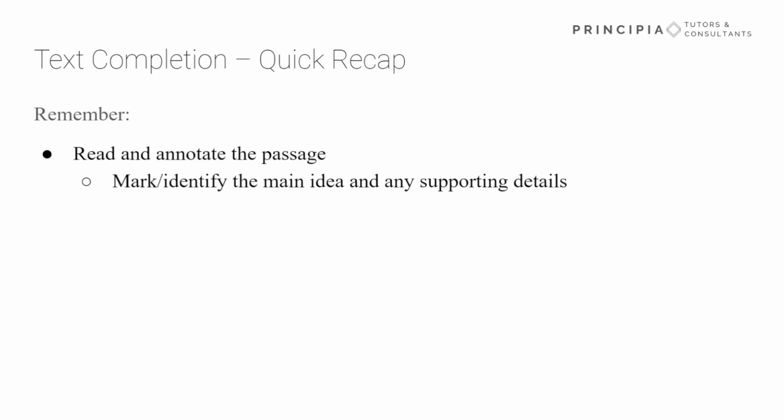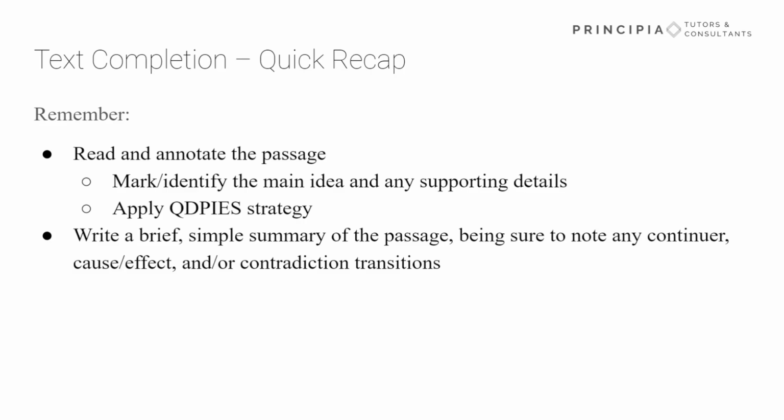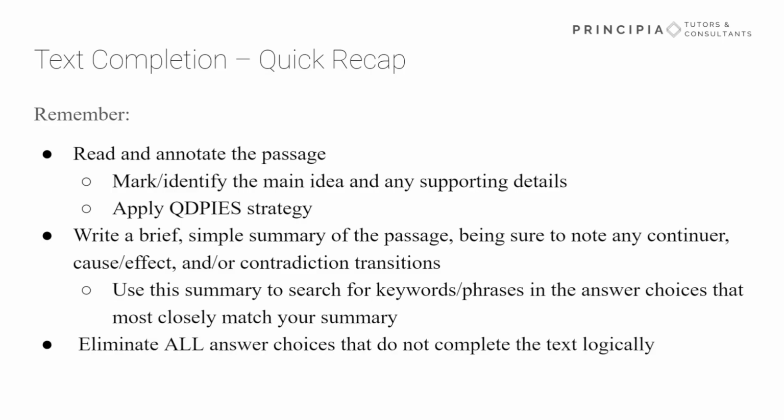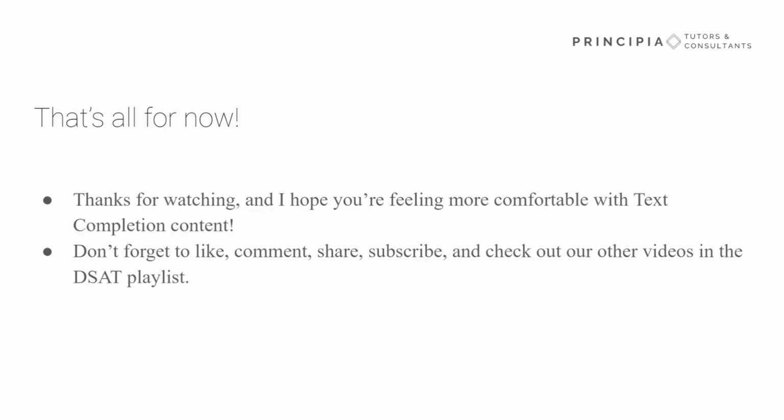All right, quick recap for text completion strategies. Read and annotate the passage. Identify the main idea and any supporting details by applying your QDPIES strategy. Write brief, simple summaries of your passages. Note any special transitions, the continuers, cause effect, contradictors. Use your summary to search for keywords and phrases in your answer choices that can closely match your own summary. Eliminate choices that do not complete the text logically.